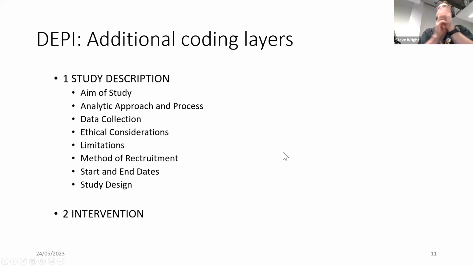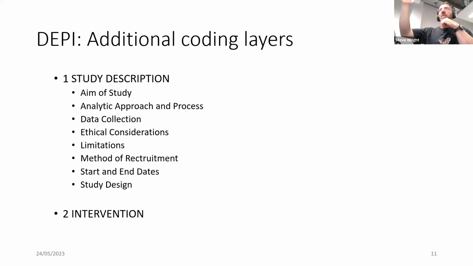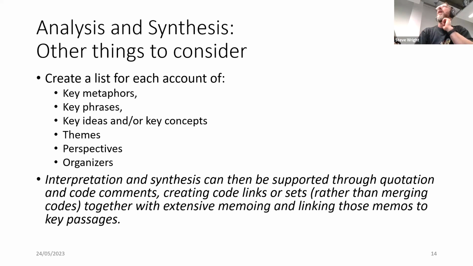So you can create a coding structure, fairly straightforward. You've got a review protocol. You can predefine these codes, and under each one, you can add an additional layer of code. So we can say, right, the top level is study description. Within study description, there is the aim, the analytic approach, and all of these things.